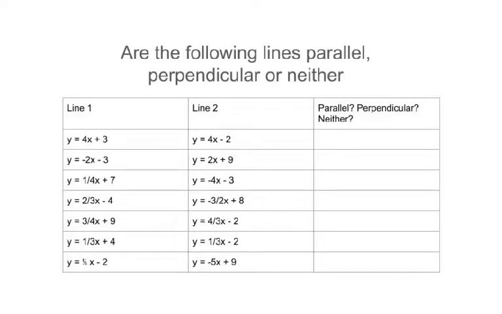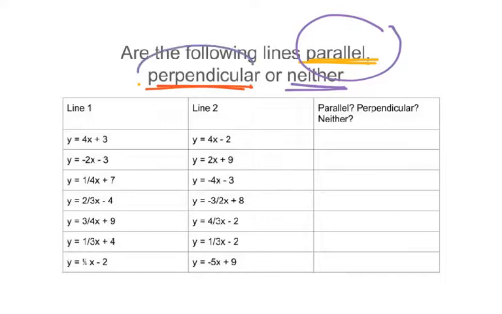So what we want to do first when you're doing your assignment today is you're going to have a chart just like this on your assignment. And we want to say, are they parallel? Are they perpendicular? Or are they neither? So remember, if we were to graph these, which we'll look at a couple graphs in a moment, if they're parallel, they will never cross. And if they're perpendicular, they cross at a 90-degree angle.